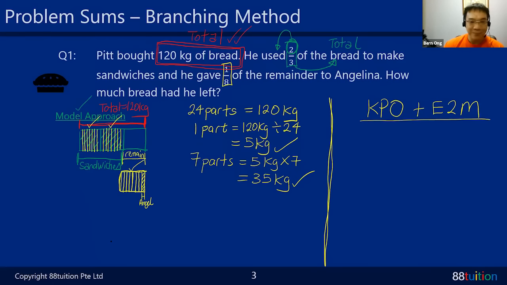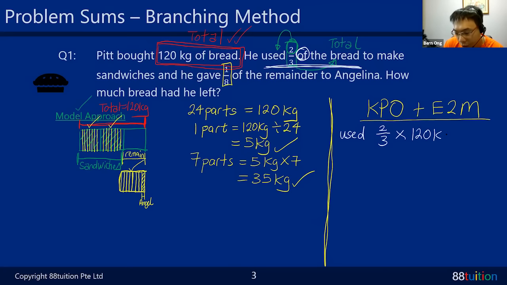Okay, let's take a look. So the first thing, Pete got 120 kg of bread. Then you look at the first line. He used 2/3 of the bread. 2/3 of. What does the "of" mean? Of actually means multiply. Every time you see the word of, it means times. So 2/3, the fraction, of, times the bread. The bread here is talking about the total bread. The total bread is 120 kg.